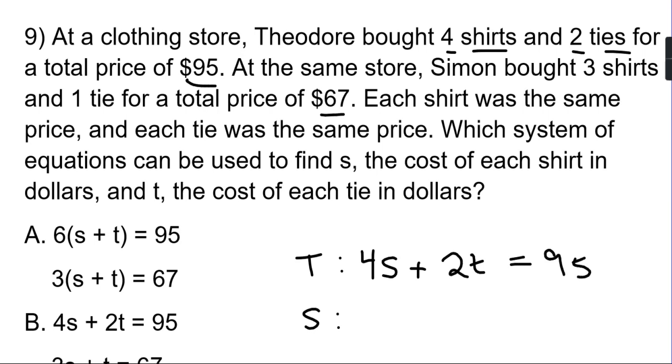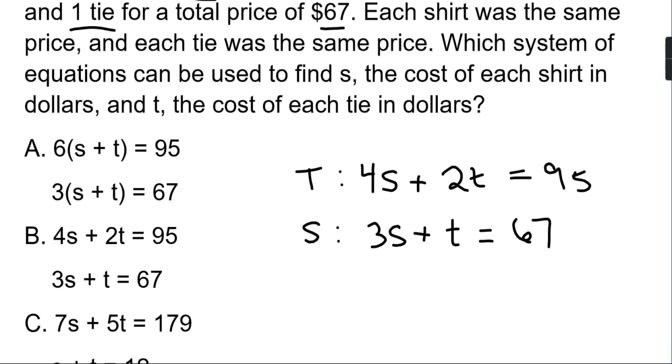Okay? And then for Simon, we have 3 shirts. So he spent 3 times the cost of a shirt. And he got just 1 tie. So we can just write T, so we don't have to write the coefficient of 1. We understand that that's 1 tie, and his total was 67. So let's see the one that matches it, and that would be choice B.